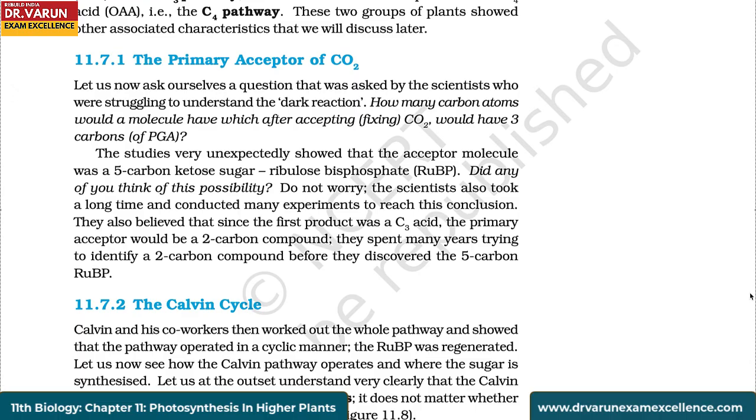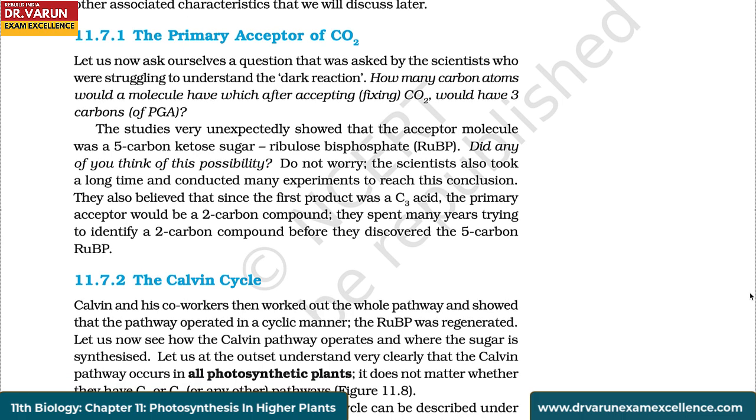The primary acceptor of carbon dioxide. Let us now ask ourselves a question that was asked by the scientists who were struggling to understand the dark reaction. How many carbon atoms would a molecule have which, after accepting or fixing carbon dioxide, would have 3 carbons of PGA? The studies very unexpectedly showed that the acceptor molecule was a 5-carbon ketose sugar, ribulose bisphosphate. Did any of you think of this possibility?